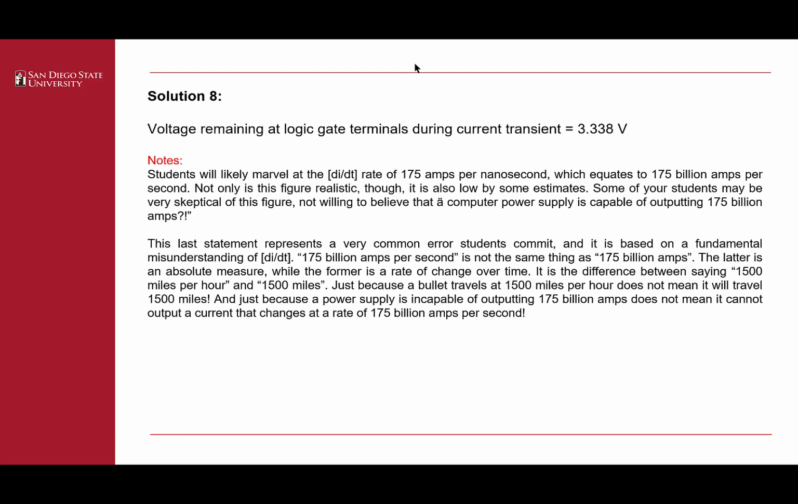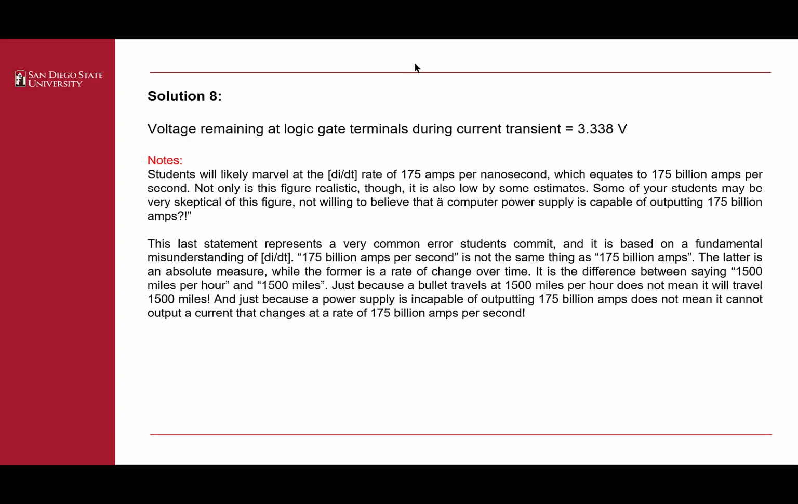Not only is this figure realistic, though, it is also low by some estimates. Some of the students may be very skeptical of this figure, not willing to believe that the computer power supply is capable of outputting 175 billion amps. Yeah, it sounds interesting, right? This last statement represents a very common error that students commit, and it is based on a fundamental misunderstanding of dI/dt.